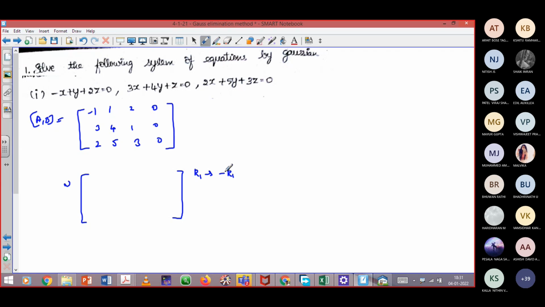Will it have any effect on the answer? No, sir. Yes, exactly correct. Can you please give the reason? Sir, it is like multiplying minus on both the sides. Very good. You are just applying multiplication by minus on both the sides. That's it. So see here, 1, -1, -2, 0. Next, 3, 4, 1, 0. Next, 2, 5, 3, 0.